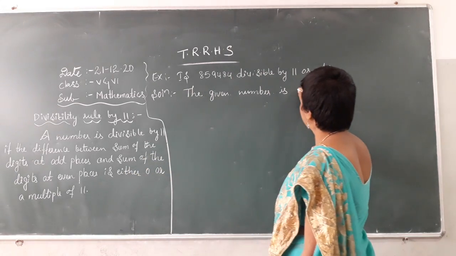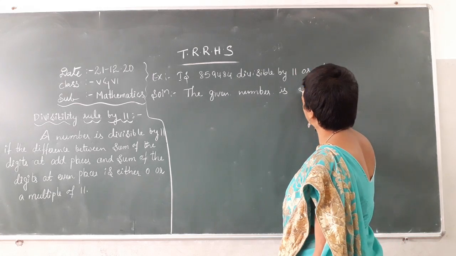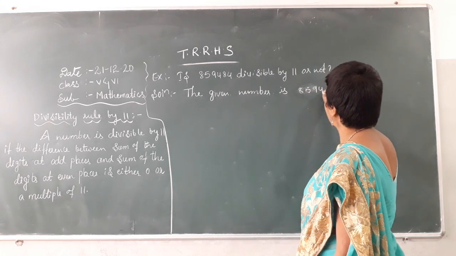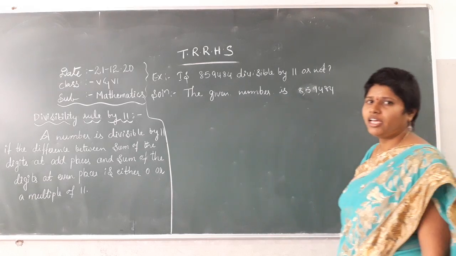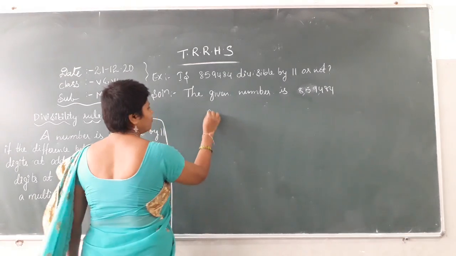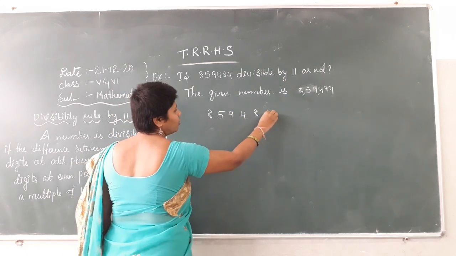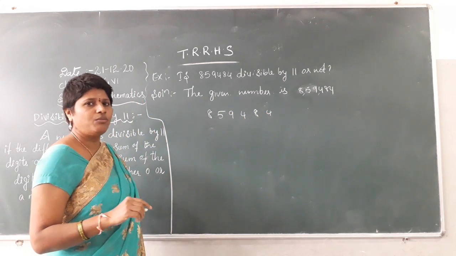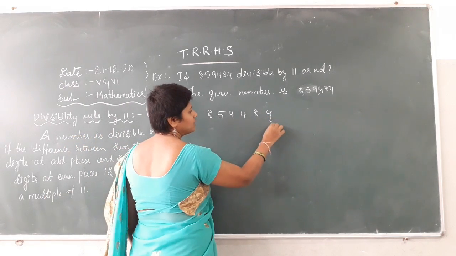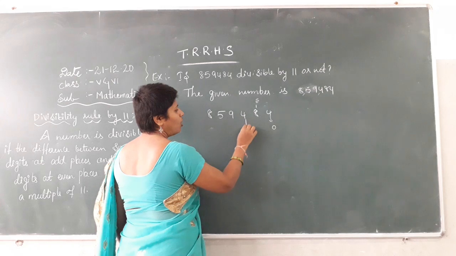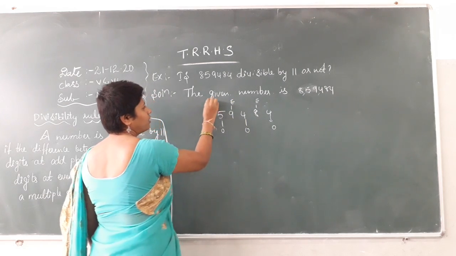The given number is 859,484. Now write 859,484. First thing what you have to do? You have to mark the odd places and even places. Odd, even. Odd, even. Okay?